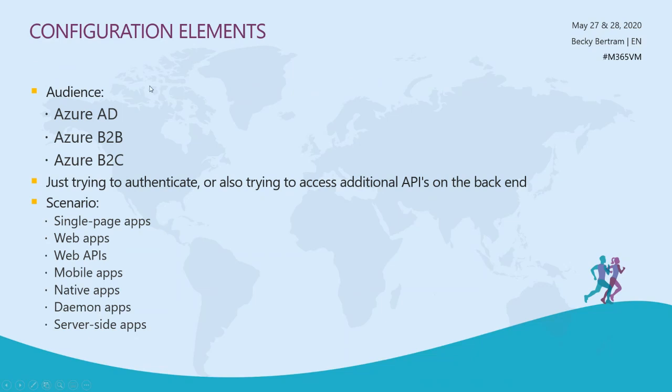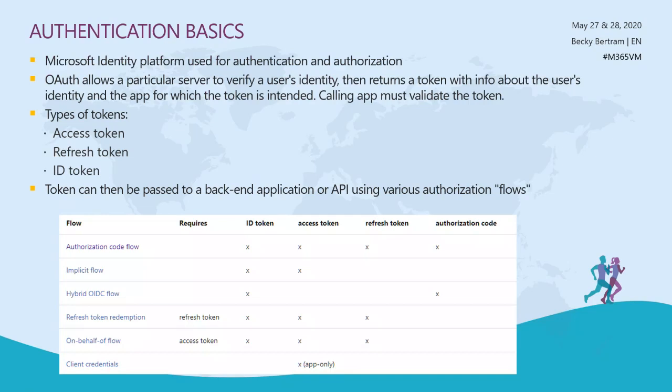We've already talked about knowing, when you're configuring the elements of authentication, whether you're authenticating with my tenant, another tenant, or a consumer account. But then in these scenarios, you've got single page apps, web APIs, mobile apps, native apps, daemon apps, and server-side apps. For these different kinds of apps, you're going to be using a different flow. And some of these flows are going to work with more than one of these kinds of apps.